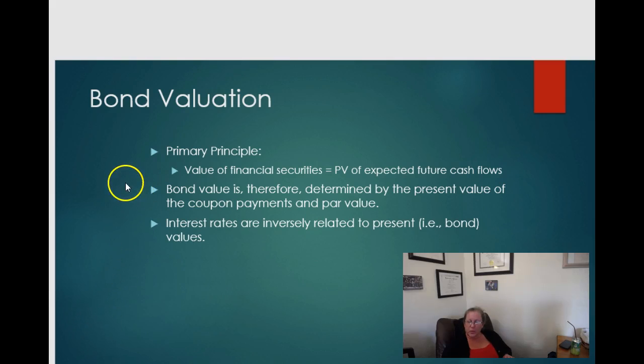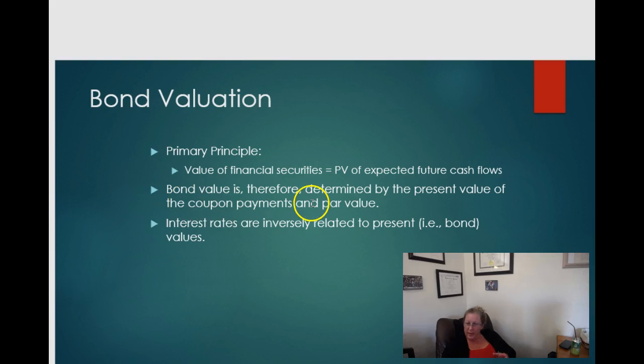One of the primary principles to understand about bond valuation is that the value of financial securities is equal to the present value of expected future cash flows. So when you want to value a bond, you have to look at the future cash flows that you expect from that bond, get the present value of all of those future cash flows, and add them together. So bond value is determined by the present value of the coupon payments and the par value, because those are the future cash flows.